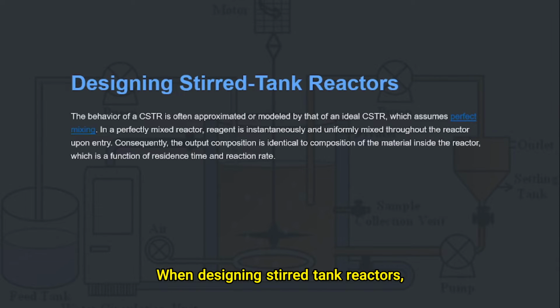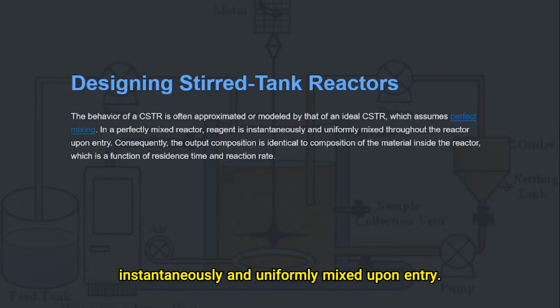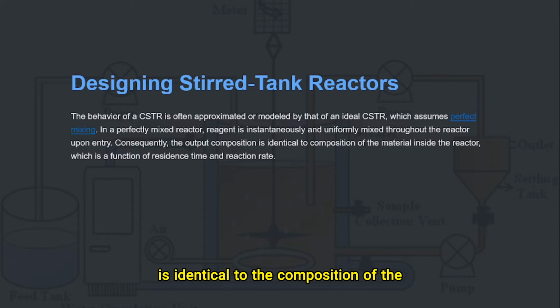When designing stirred tank reactors, it is common to approximate or model their behavior using an ideal CSTR. This model assumes that perfect mixing occurs within the reactor and reagent is instantaneously and uniformly mixed upon entry. As a result, the output composition is identical to the composition of the material inside the reactor, which is determined by, for example, the residence time and reaction rate.